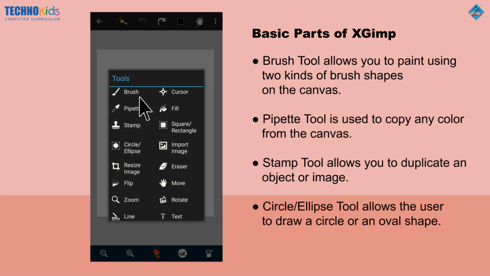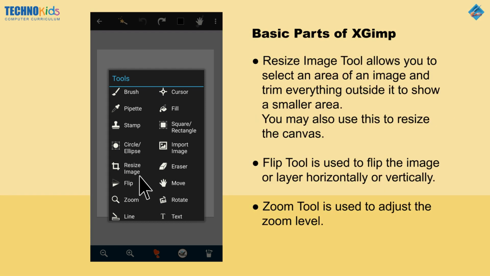Brush tool allows you to paint using two kinds of brush shapes on the canvas. Pipette tool is used to copy any color from the canvas. Stamp tool allows you to duplicate an object or image. Circle or ellipse tool allows the user to draw a circle or an oval shape. Resize image tool allows you to select an area of an image and trim everything outside it to show a smaller area. You may also use this to resize the canvas.